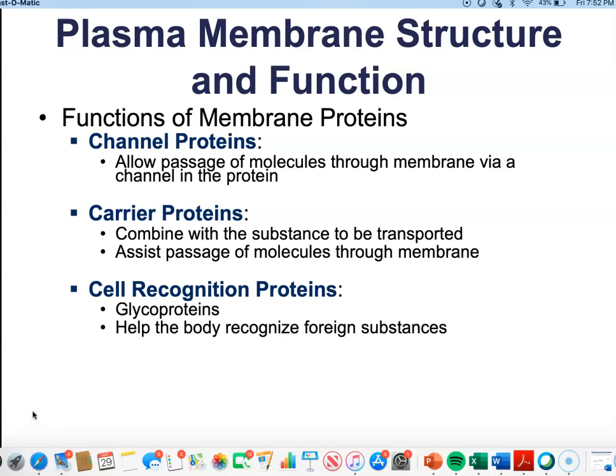There are channel proteins, which allow molecules to pass through the membrane via a channel. I'll show you pictures of all these things in a second. Carrier proteins also allow things to pass through the membrane, but they do it in a different way, though very similar to a channel protein in terms of how molecules pass through. Cell recognition proteins: I mentioned this before when I was talking about glycoproteins. These act as identifiers. Think about the body being able to recognize foreign substances, and also being able to recognize its own cells as itself. They have these identifiers, and those are the glycoproteins.